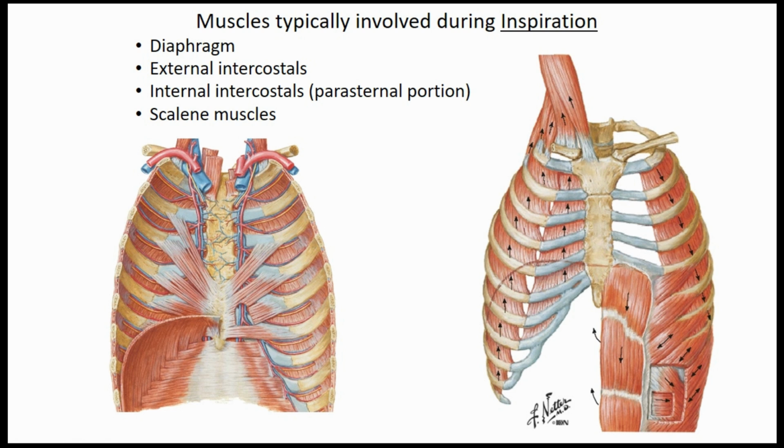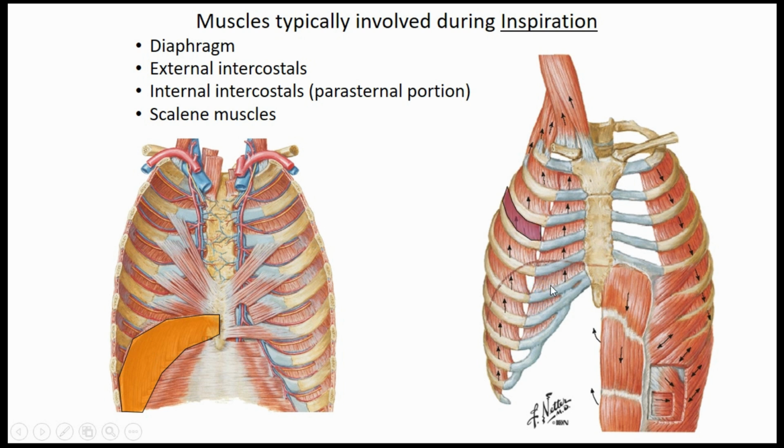Now, when we breathe in, that's a very active process, and the major muscle involved is the diaphragm. The diaphragm is a domed up muscle. It domes upward when it relaxes because the abdominal contents are pushing on it. But when it contracts, that dome flattens out, the floor of the thoracic cavity drops, and the lungs expand. So the diaphragm is the major one.